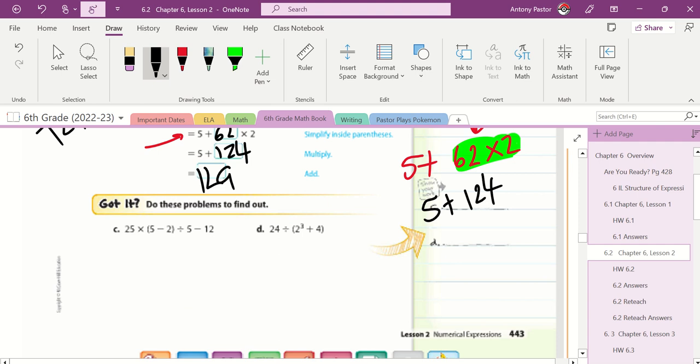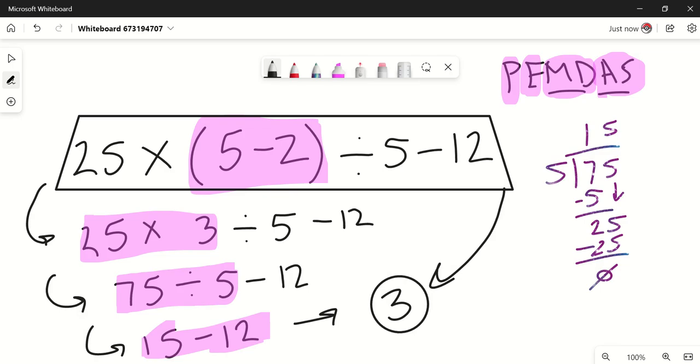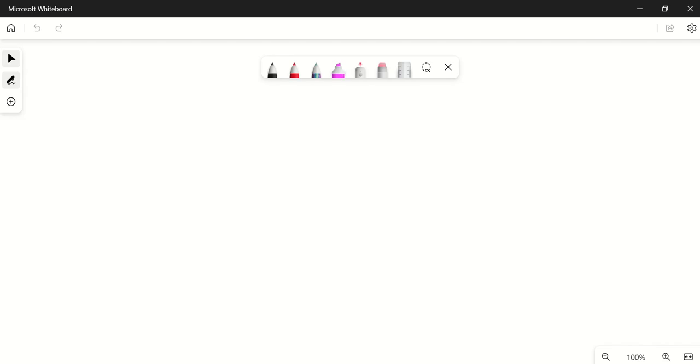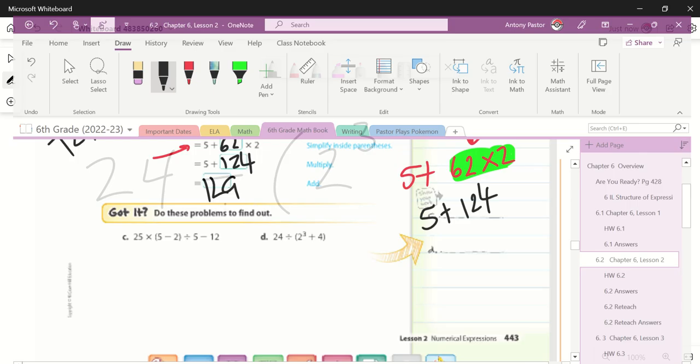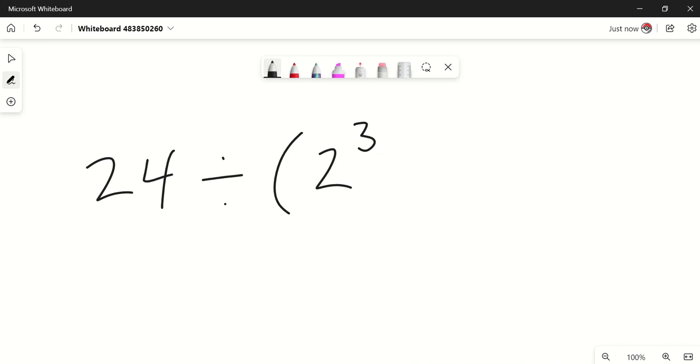And then our last example today, 24 divided by, so let's go ahead and click new. 24 divided by, and I believe there were parentheses, 2 to the power of 3, or cubed, as we learned last lesson, plus 4, close parentheses.